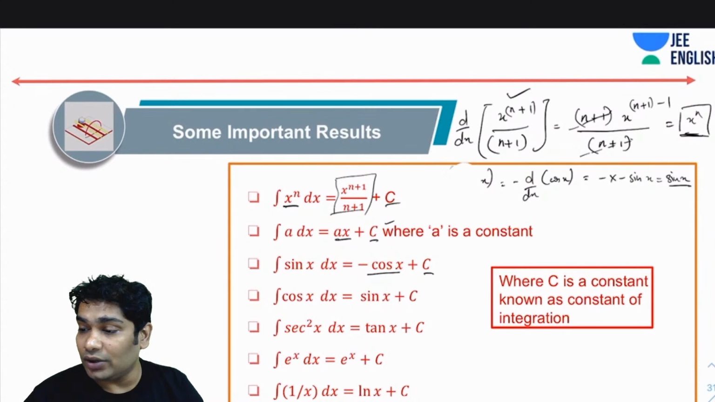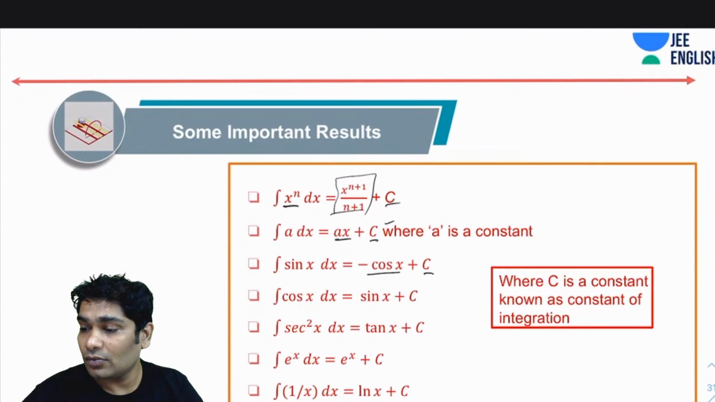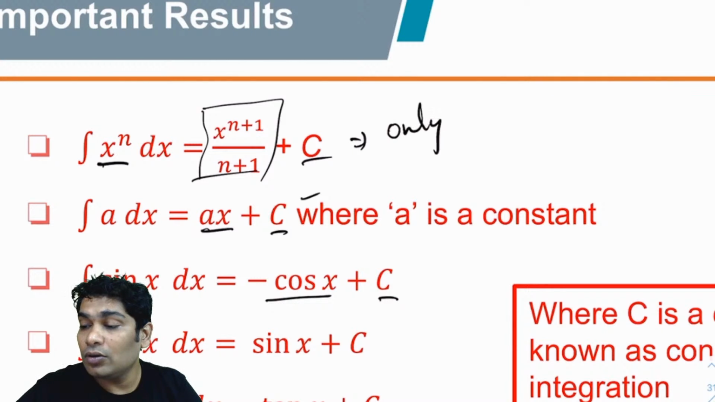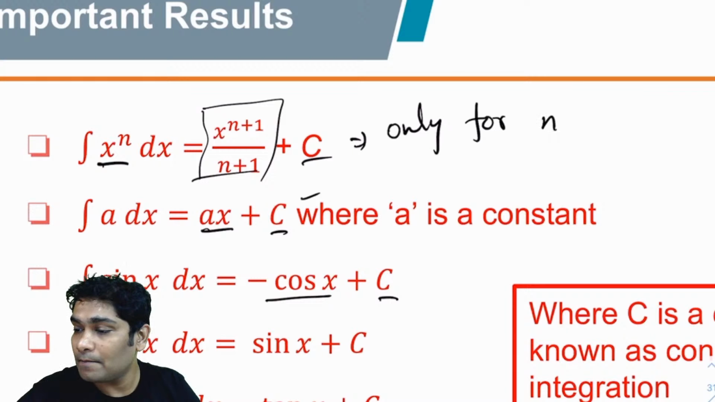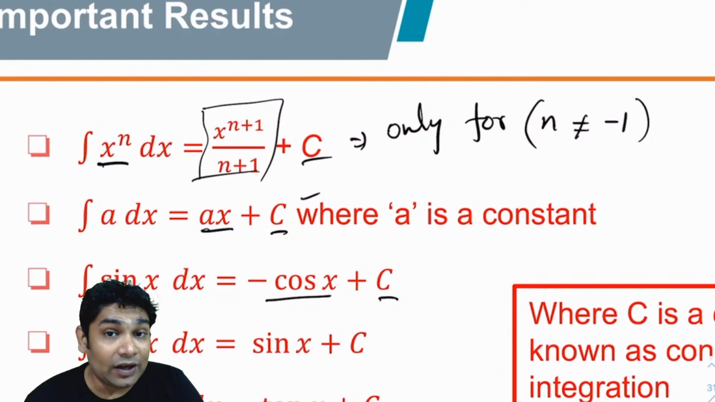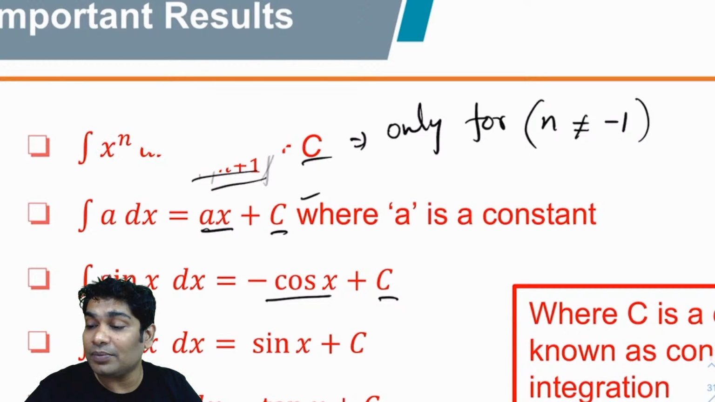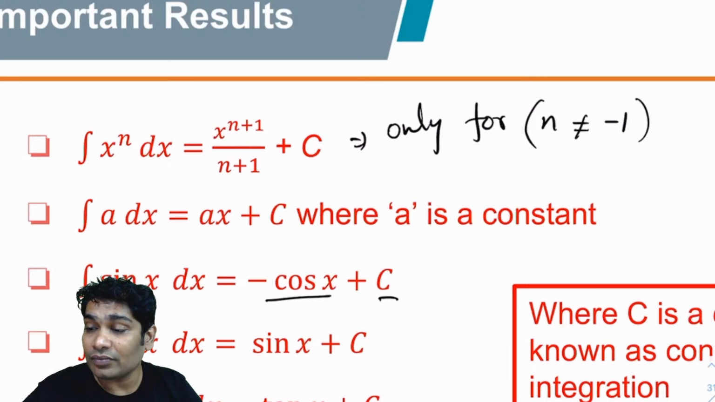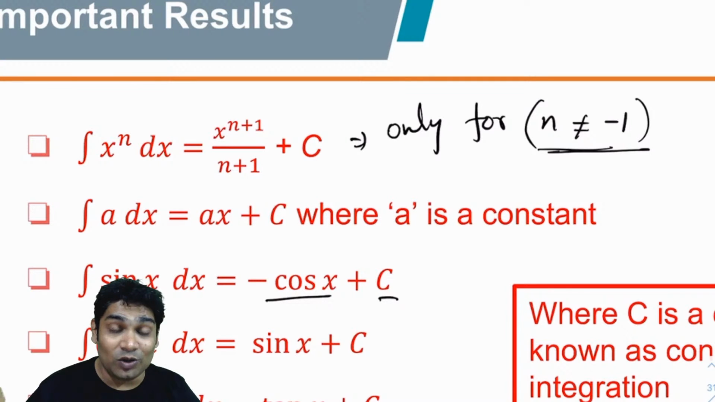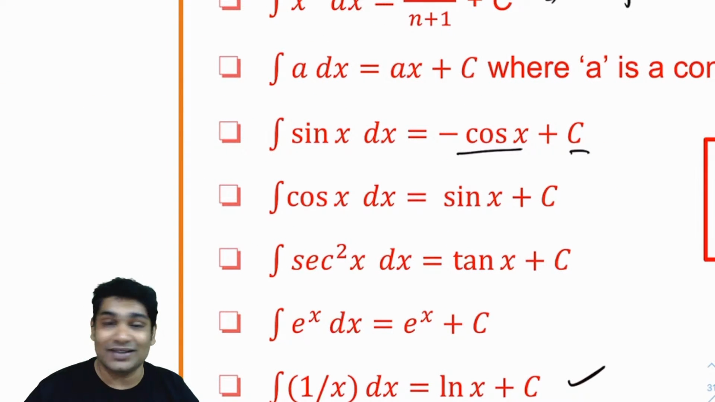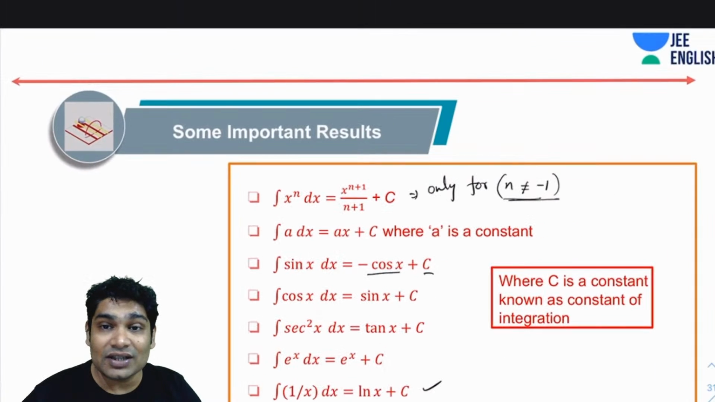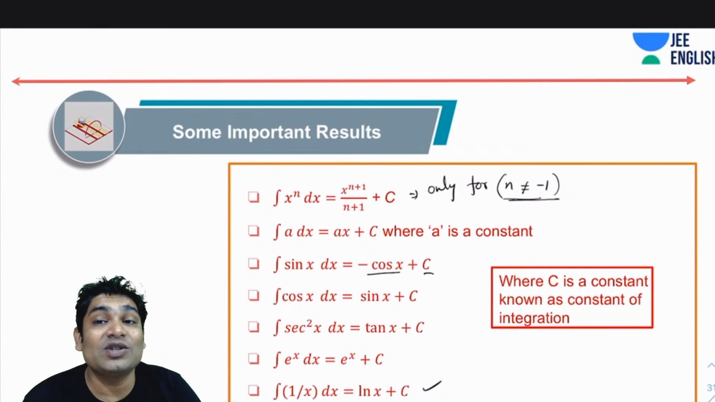Just remember one more thing to be noted. This is true only for n not equal to minus 1. Your n cannot be minus 1. Why? Because then your denominator becomes 0. So this is only defined for all n not equal to minus 1. When n is equal to minus 1, that is 1 over x, then you have a different rule. So this is how you find the integrations of different functions. And c here is known as the constant of integration.